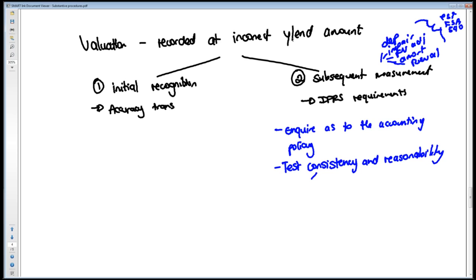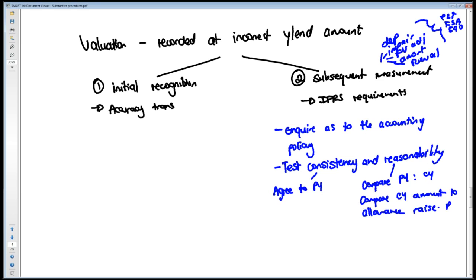So how do you test the consistency? You can agree the policy to the prior year. And to test reasonability, you can compare the prior year amount to the current year amount to see if it's reasonable. Or where it's something like an allowance raised in advance, you can compare the current year amount to the allowance raised in the prior year. Have they provided enough to test reasonability? I can also compare it to the market's policy to see if the policy is actually consistent and reasonable.